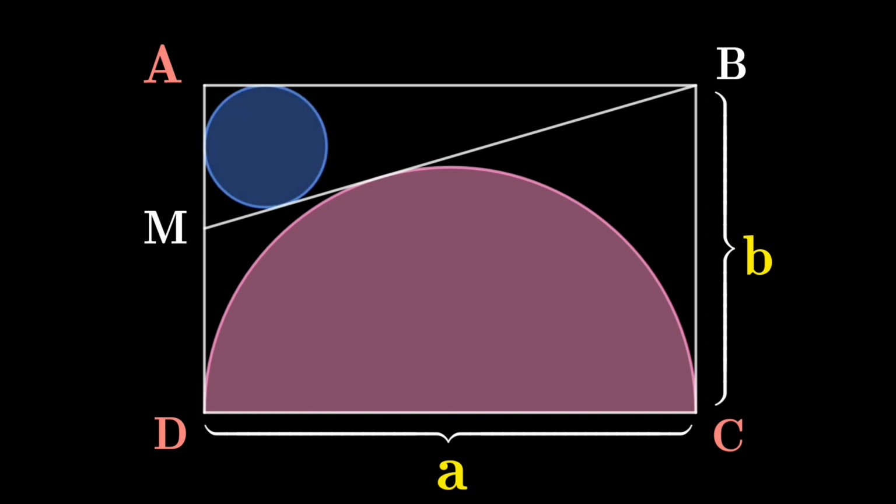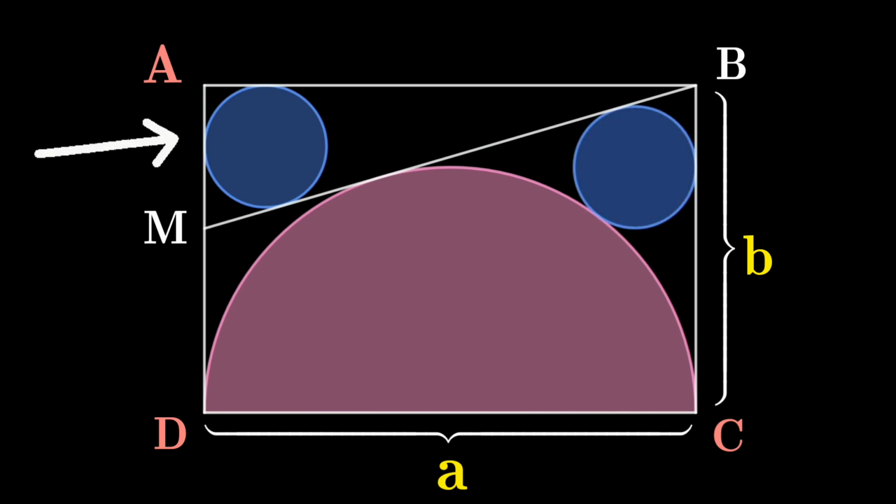Now we inscribe two congruent circles inside the diagram. This particular circle over here is tangent to both sides of the rectangle and it is also tangent to the line segment BM. And talking about this one, so this is tangent to the side of the rectangle, to the line segment BM and also to the semicircle.